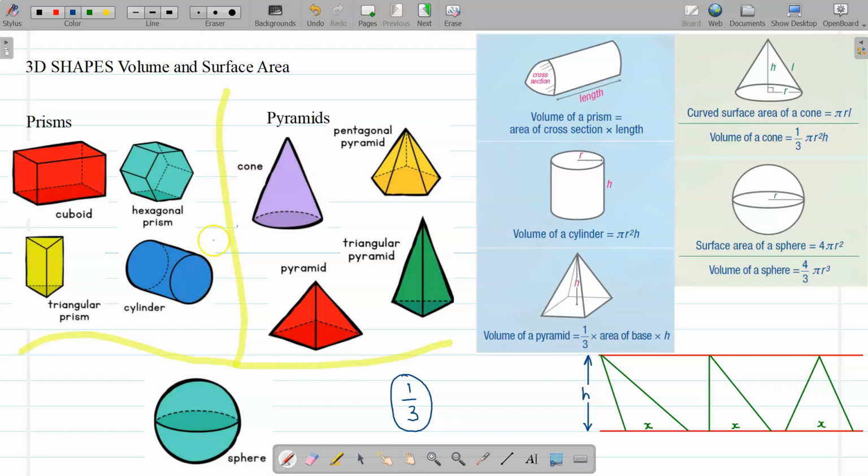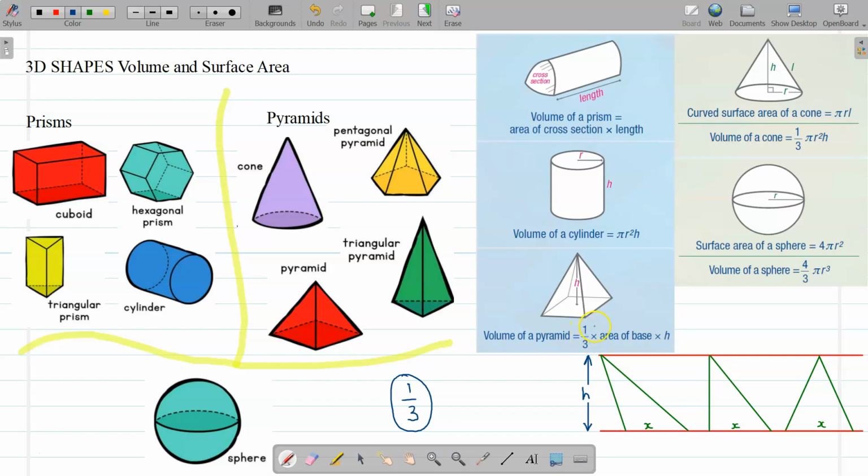Okay, and that's true of any pyramid. So we get these general formulae here. So if you have a prism, if you know the area of the cross section, okay, and multiply it by the length of the prism, or the height if it's tipped up like this one, that will give you the volume. Okay, now with a pyramid, if you know the base area, you times that by the height, but you also times it by 1/3, which will give you the volume.